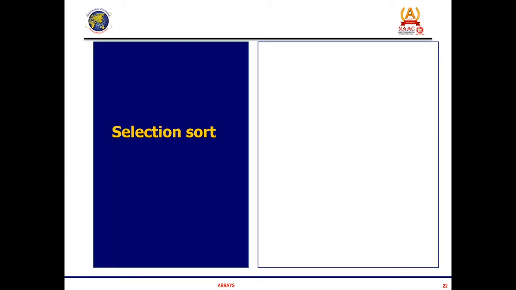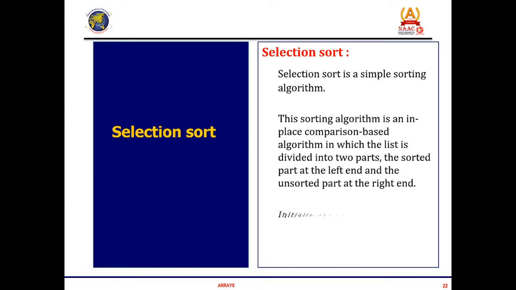Now let us move to the next sorting technique, what is called selection sort. Selection sort is a simple sorting algorithm which is an in-place comparison-based algorithm where the list is divided into two parts, the sorted part at the left end and the unsorted part at the right end. Initially the sorted part is empty and the unsorted part is the entire list.